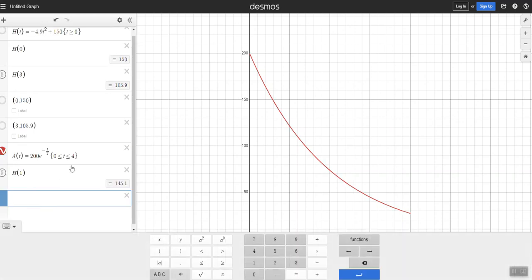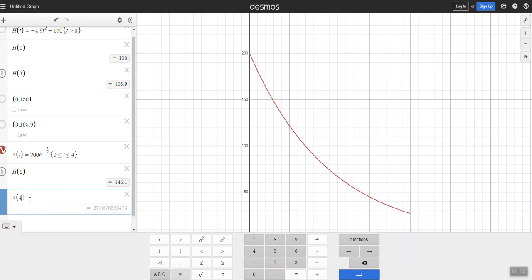Here's why I did the equals 4 and included that. I'm going to do A of 4 as well. It's about 27.07 if you want to be a little bit more precise. And if I had just said less than 4, it wouldn't have given me that value. Now, technically speaking, this point is not really on the graph, right? Because at that moment, we actually took the extra dose.